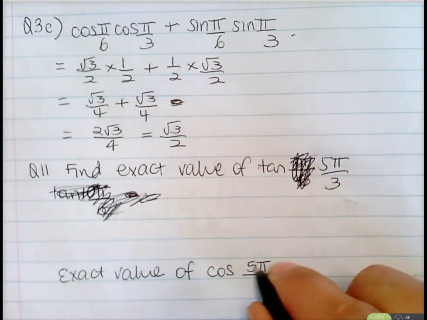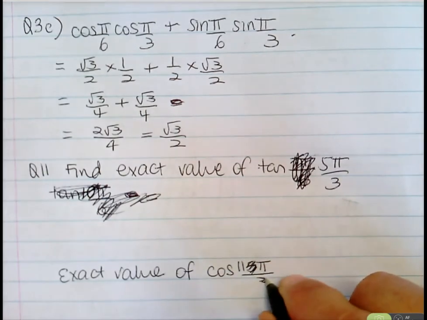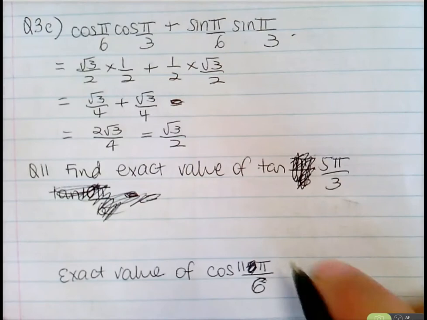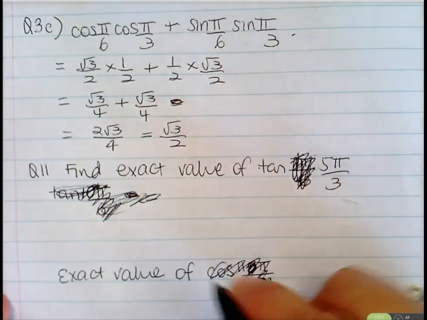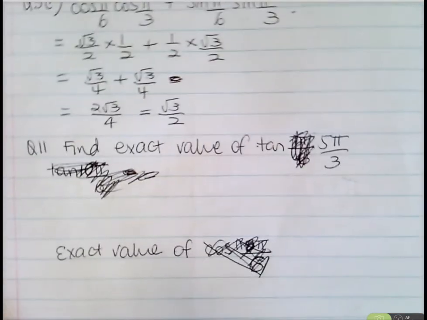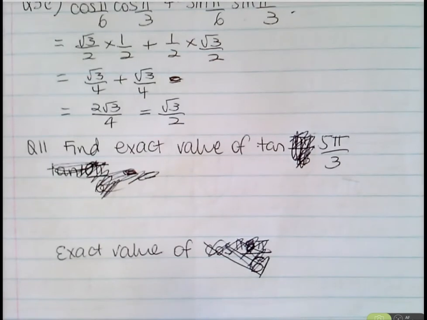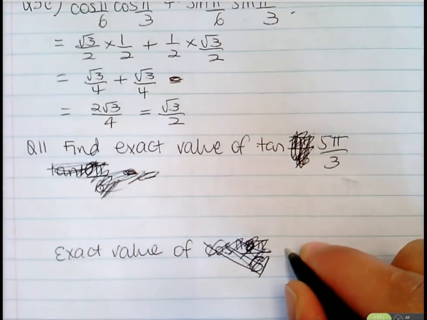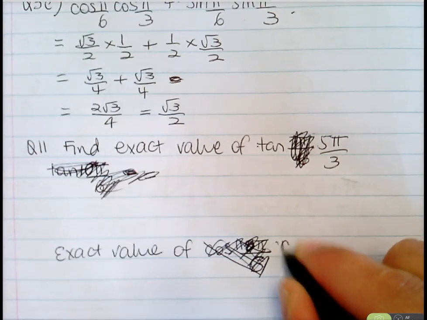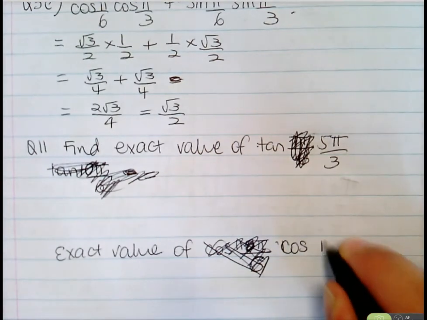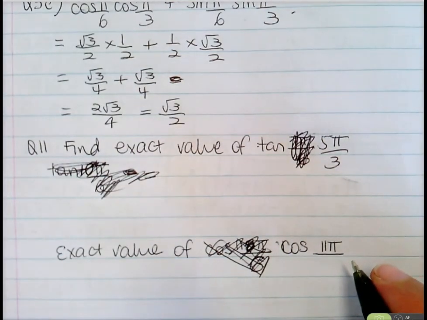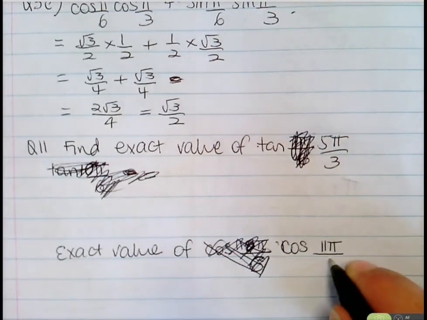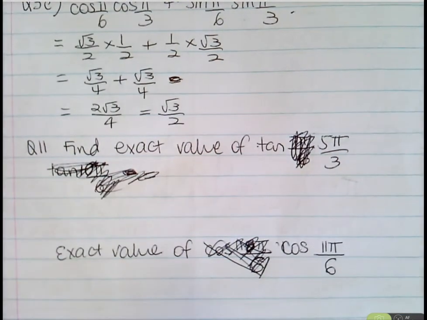Oh, no, maybe not. Make it 11 pi on 6. No, not that one. I'm trying to think. Find the exact value, sorry it's messy, of tan 5 pi on 3. Then I want you to find the exact value of cos 11 pi on 6. 5 pi on 3. Go.